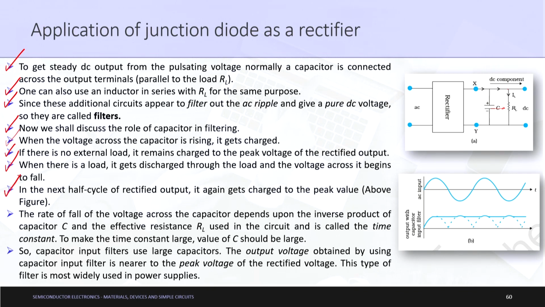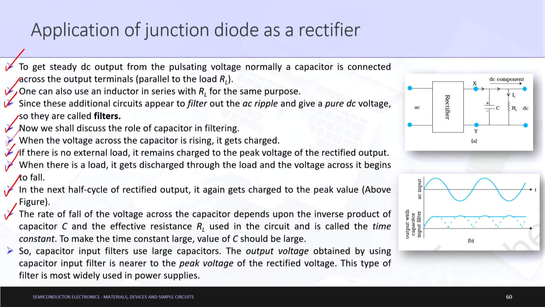So, what happens in the next half cycle of the rectified output? It again gets charged up to the peak value, and then it gets discharged because the load is acting here. The rate of fall of the voltage across the capacitor depends upon the inverse product of capacitor C and the effective resistance RL used in the circuit, and is called the time constant.